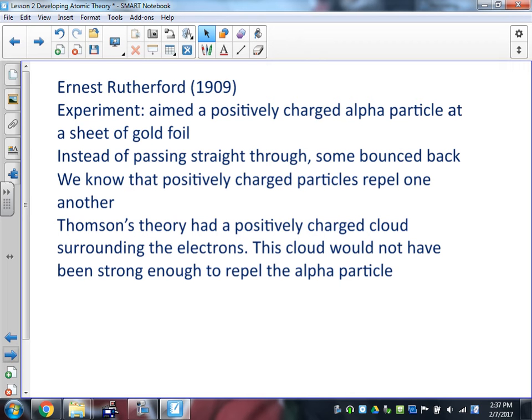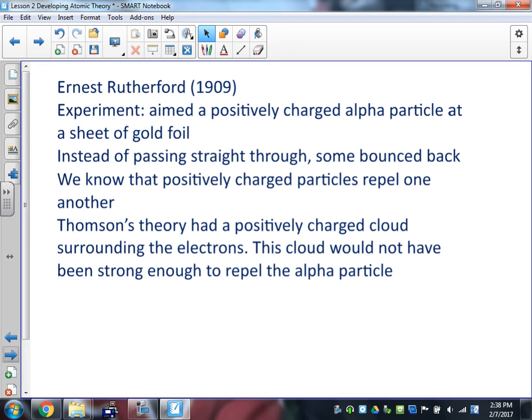So that's his experiment, and I think I have a picture coming up for you. But instead of the alpha particles passing straight through the gold atoms, really a bunch of gold atoms linked together, some were bouncing back or getting deflected in some cases. And he had a curtain set up behind that measured this.